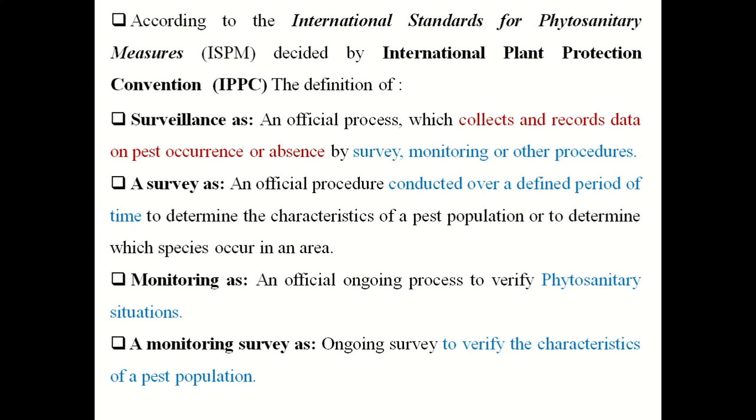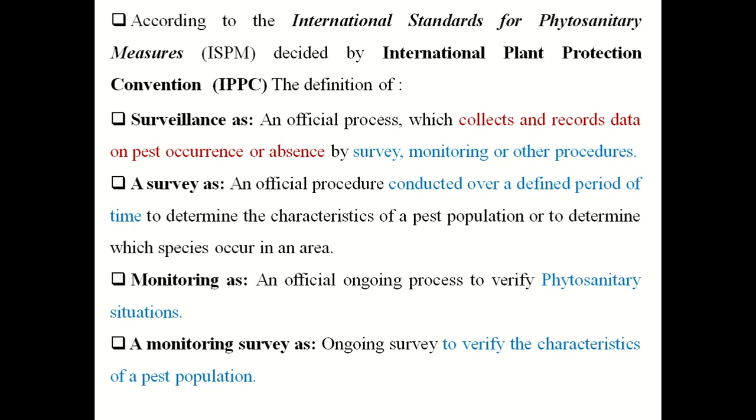According to the International Standard for Phytosanitary Measures decided by the IPPC, the International Plant Protection Convention, certain definitions are given. Surveillance is an official process which collects and records data on a particular pest, whether it is present or absent, by using various methods like survey, monitoring and other processes. Survey, as we already discussed, is an official process conducted over a defined period of time to determine the characteristics of the pest population and which species occur in a particular area. Monitoring is an official ongoing process to verify the phytosanitary situation, that means whether the pathogen is present or not in a particular area.